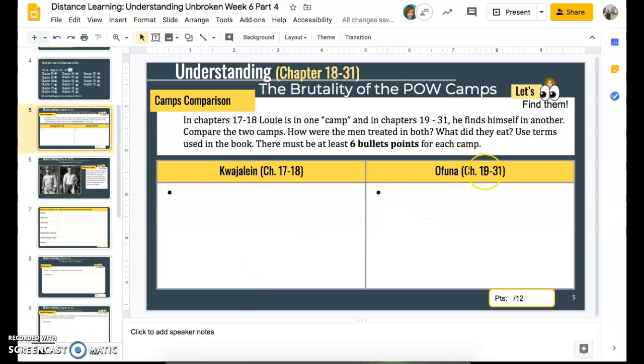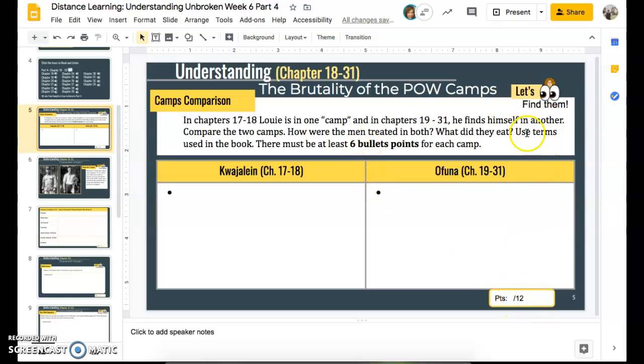In the next camp, he's going to be in there from chapters 19 to 31. However, you could start writing about some of the major events that happen in chapter 19. When I say major events, I'm talking more along the lines of how they're treated, what the camp is like, what they ate, things like that. You can start creating your 6 bullets as soon as you're done with chapter 21, which I think would be a good time to start writing your bullets, okay? That gets you a good jump on what's going on pretty quickly. All right, and this whole activity is worth 12 points.